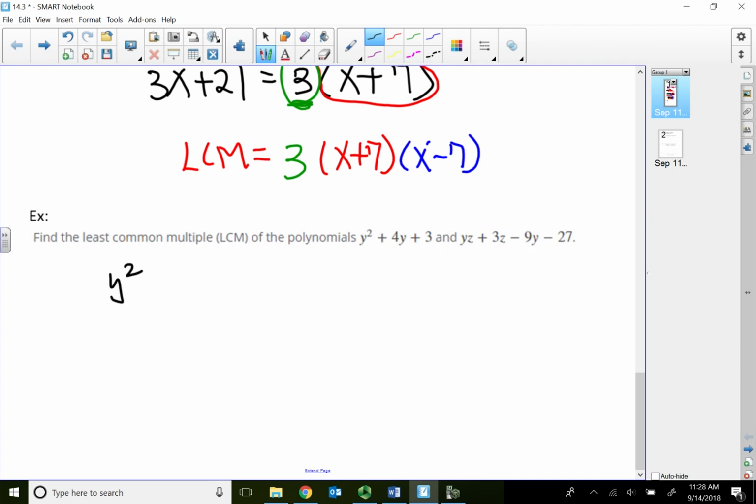y squared plus 4y plus 3. Let's see, I can use y and y, 1 and 3. And I think my sign has to be positive for both of them, right? Because my inner and outer now will be 3 and 1, which add up together to positive 4 here.